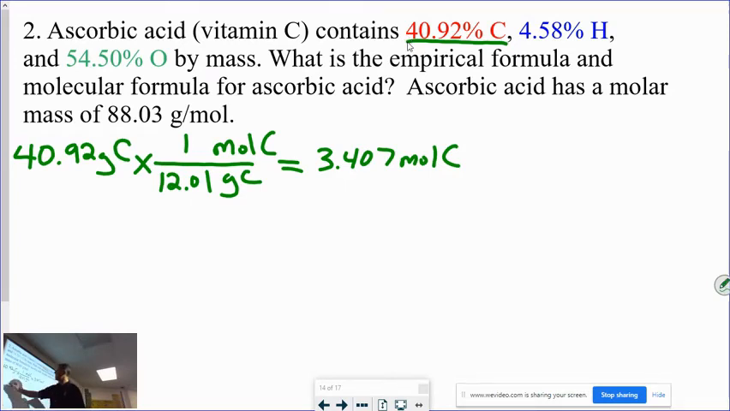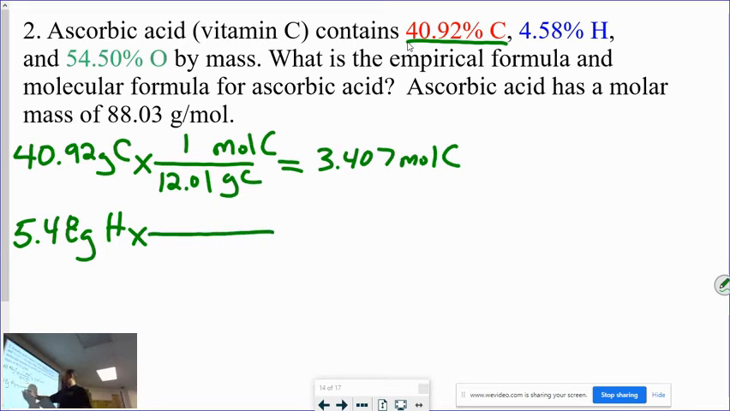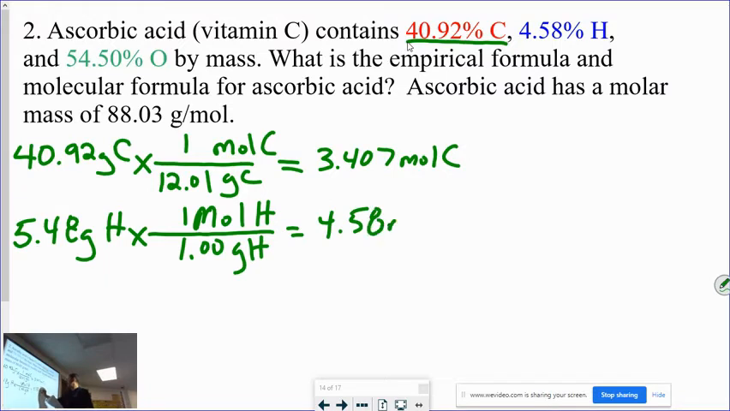4.58% hydrogen. So 4.58 grams of hydrogen. Grams of hydrogen. And I convert that to moles. 1.00 grams of hydrogen, 1 mole of hydrogen. And I solve that, and I get 4.58 moles of hydrogen.